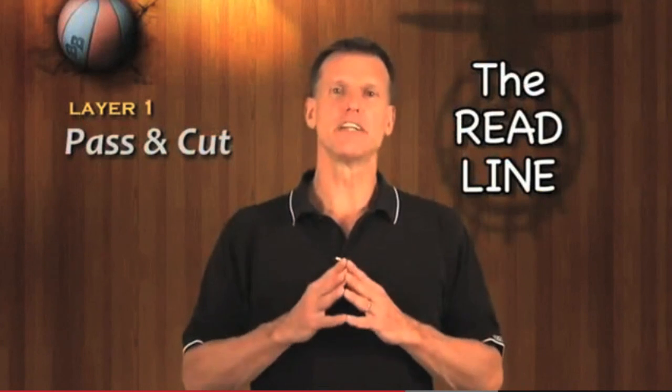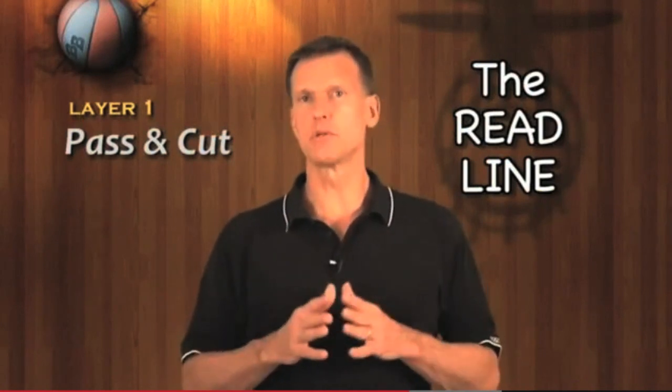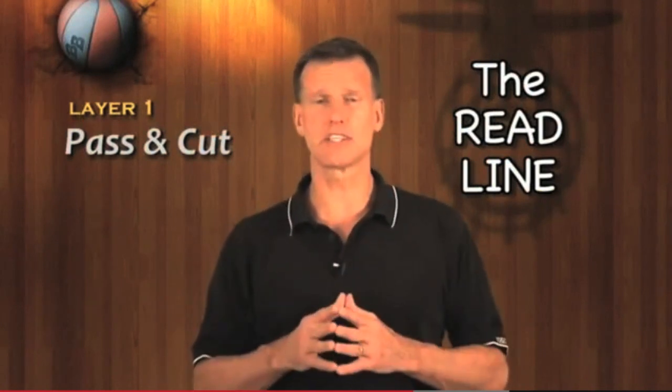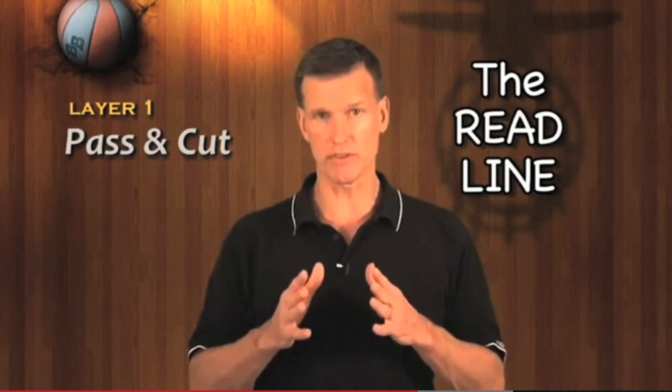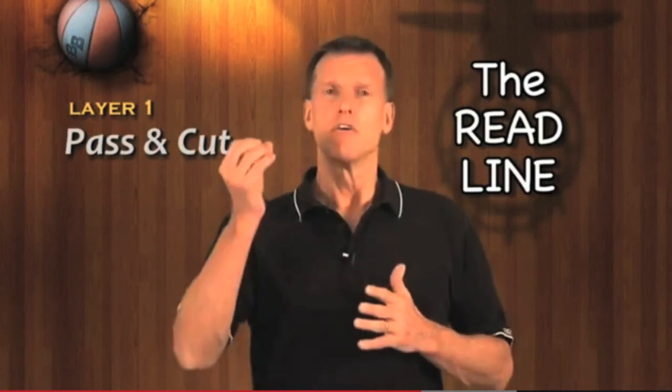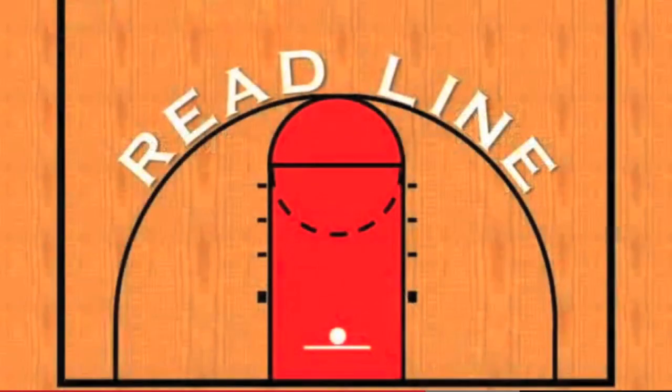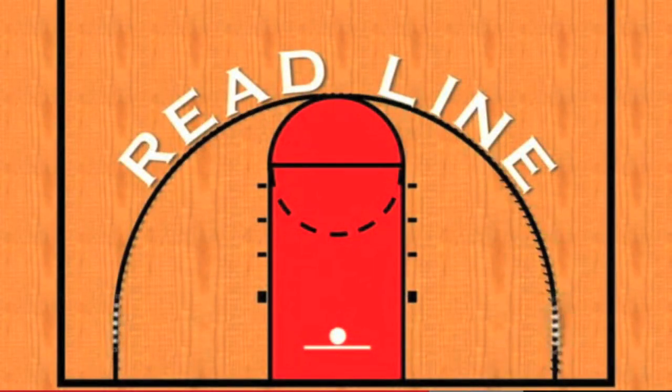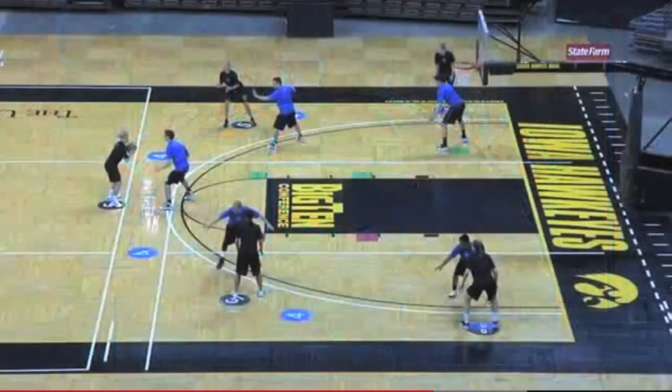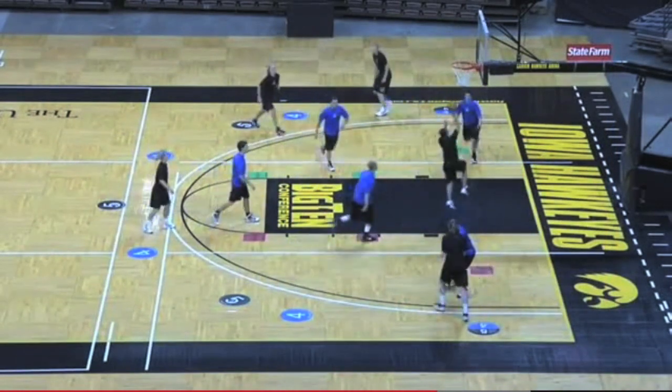The next read in this layer might be the overall most important aspect of any of the passing and cutting actions in the read and react offense. Here it is. For most teams at any level, the 3-point line is our read line for an automatic basket cut, or backdoor, rear cut, whatever you want to call it.